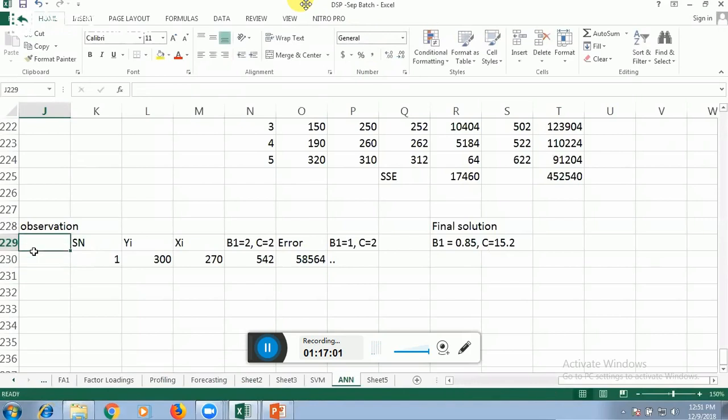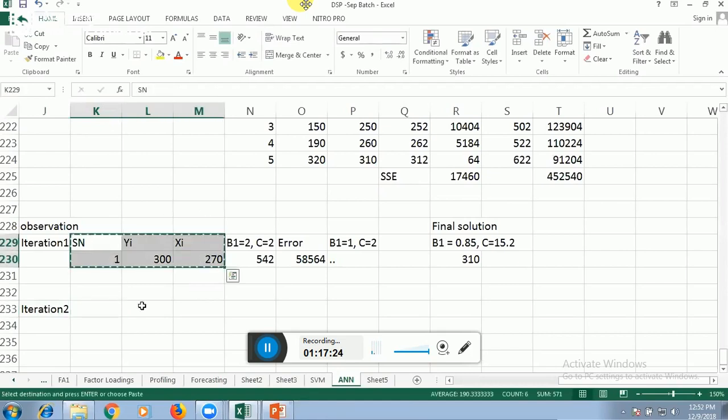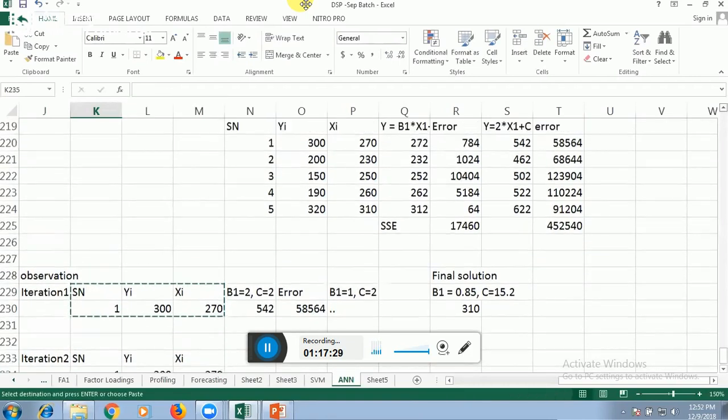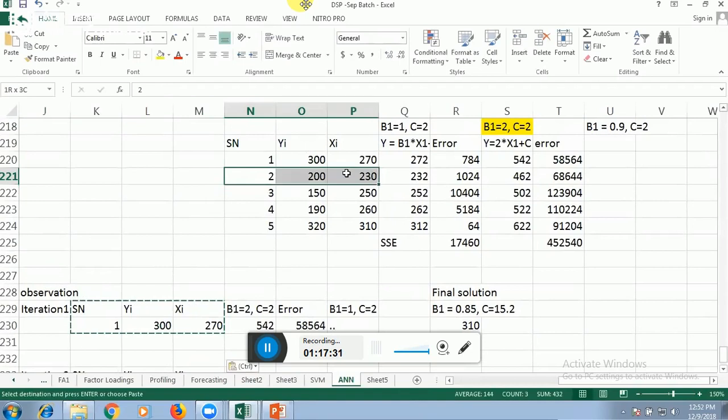This is iteration 1. Assuming my value is close to 320, maybe I got 310, this is the best solution I got with these betas. Now, iteration 2. In iteration 2, you take this value plus the second observation. What is my second observation? This value.